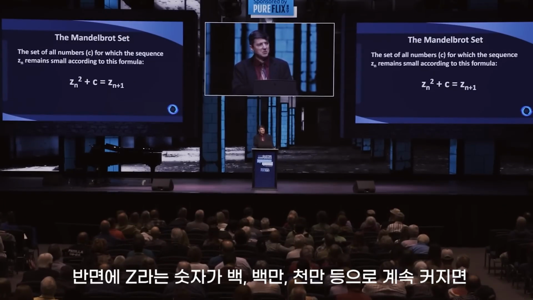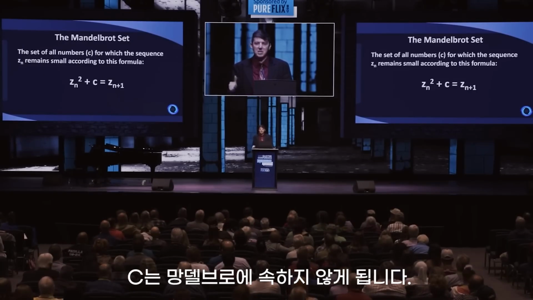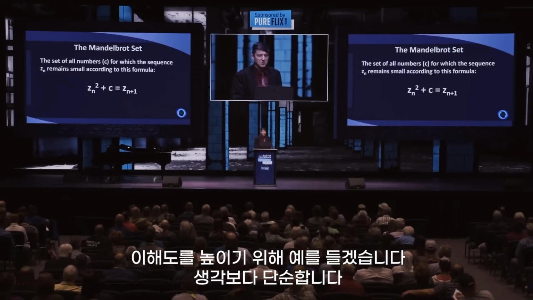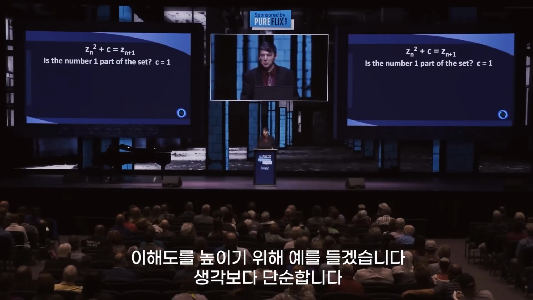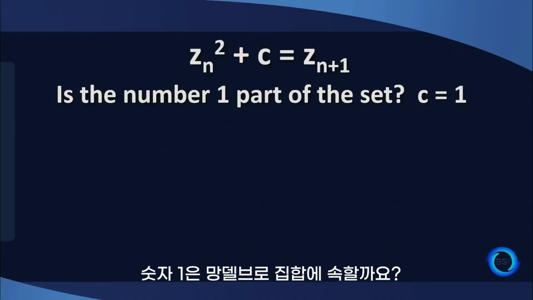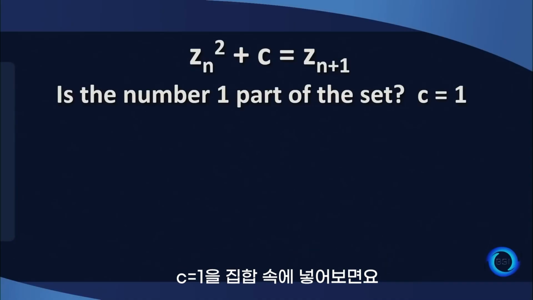On the other hand, if the sequence of Z gets very big, if it goes 1, 2, 100, 1,000,000, 1,000,000,000, then C is not part of the Mandelbrot set. And we'll do a couple of examples to let this sink in. It's pretty straightforward, really. So we're going to ask, is the number 1 part of the Mandelbrot set? So C equals 1, okay?